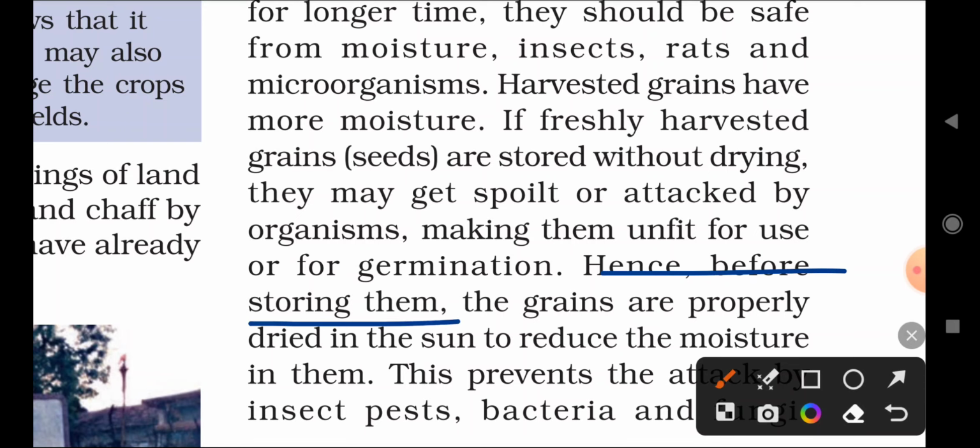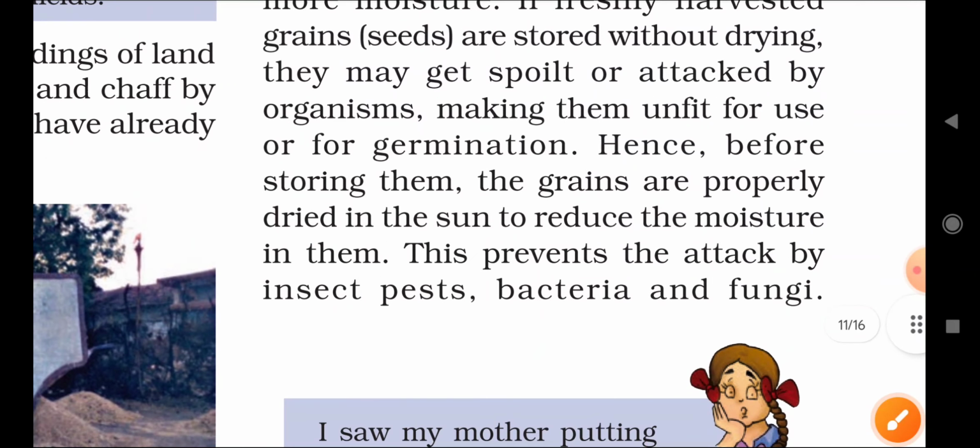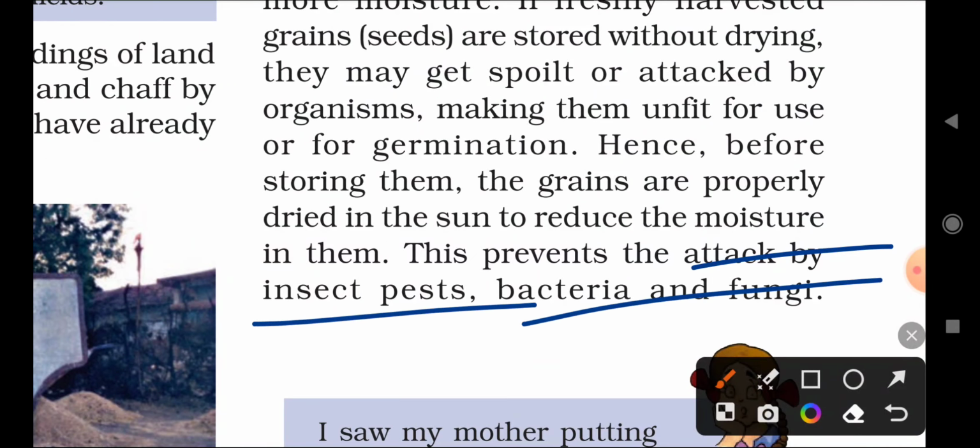Hence, before storing them, the grains are properly dried in the sun to reduce the moisture in them. This prevents attack by insects, pests, bacteria and fungi. So we have to expose all the seeds to the sun, so that the sun heats the grains and the moisture present in the seeds is vaporized. At that time it is suitable for storing the grains in a storage room or godown. This is the best way to store the seeds.